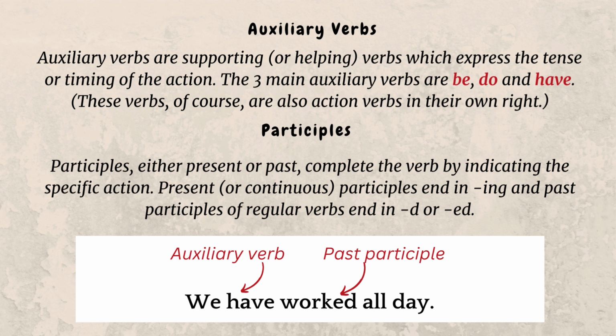Auxiliary verbs are supporting or helping verbs which express the tense or timing of the action. The 3 main auxiliary verbs are be, do and have. These verbs, of course, are also action verbs in their own right. Participles, either present or past, complete the verb by indicating the specific action. Present or continuous participles end in ing, and past participles of regular verbs end in d or ed. In this sentence, we have worked all day. You can see that the auxiliary verb is have and the past participle is worked.